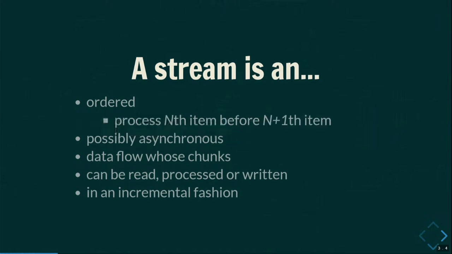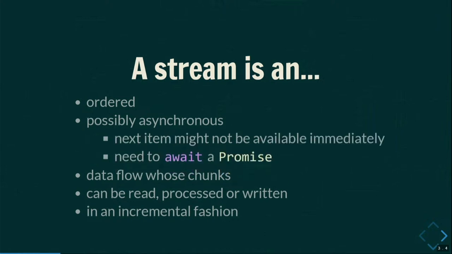First off, it's ordered. So with this data flow, you have to process the nth item before you get the n+1th item. So it's like an array. You have a fixed order. You can't look into the future or look into the past. It's possibly asynchronous, so the next item might not be available immediately, and you might need to await a promise. This is something that you don't get with arrays. Arrays are fully available immediately.